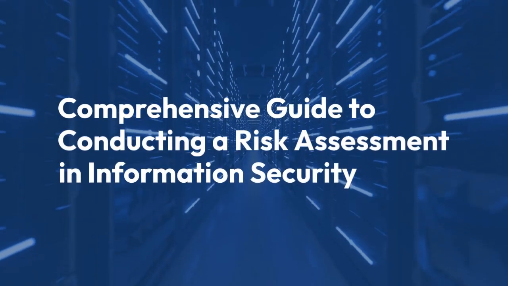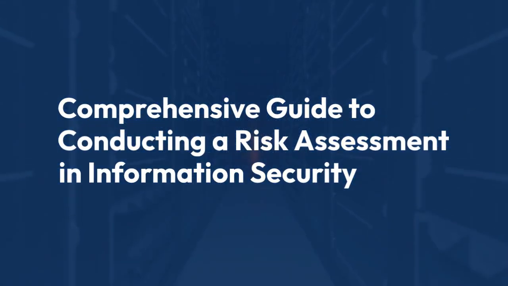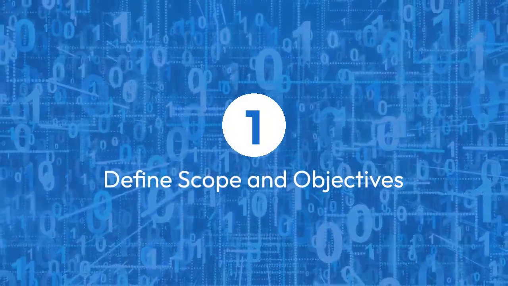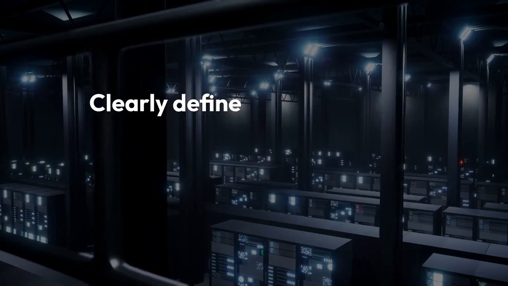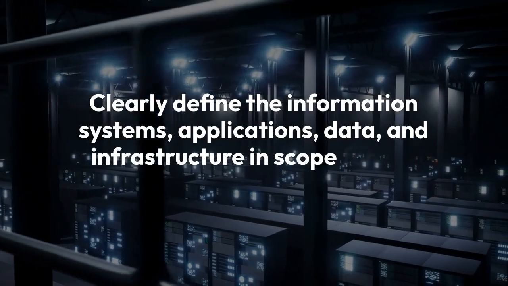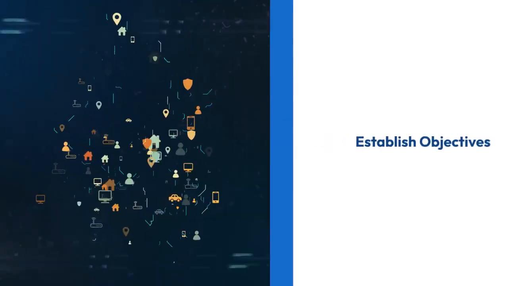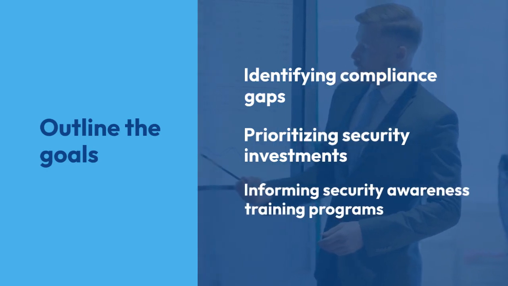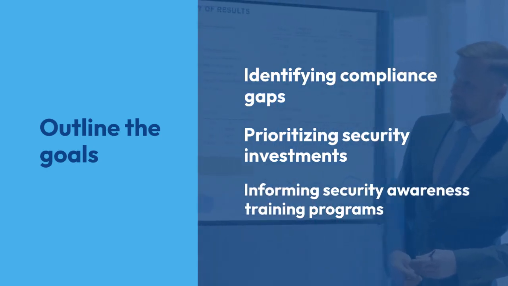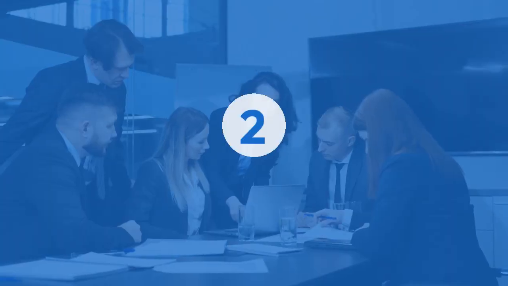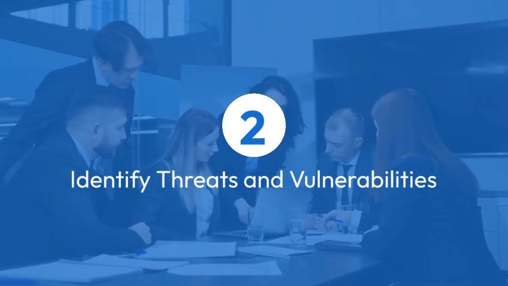Here's a comprehensive guide to conducting a risk assessment in information security. 1. Define scope and objectives. Identify assets. Clearly define the information systems, applications, data, and infrastructure in scope for the assessment. Establish objectives. Outline the goals of the assessment, such as identifying compliance gaps, prioritizing security investments, or informing security awareness training programs.